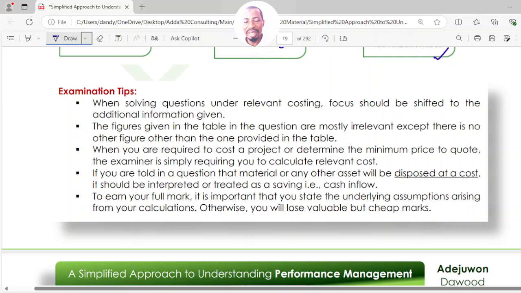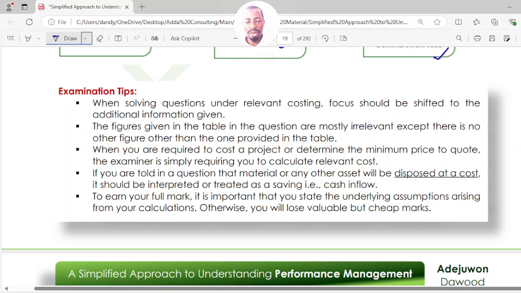I will check that again. Whenever you are required to cost a project or determine the minimum price to pay for a project for another, then the examiner is asking you to calculate relevant cost.